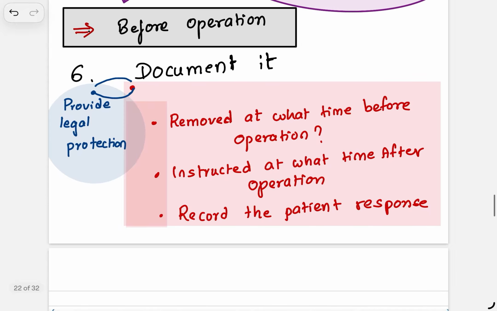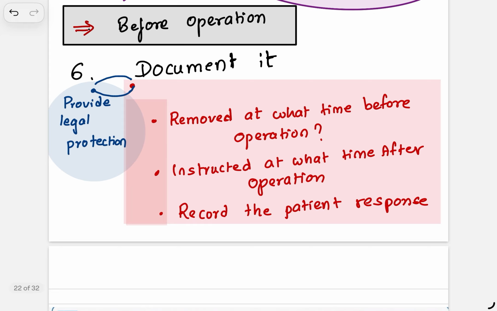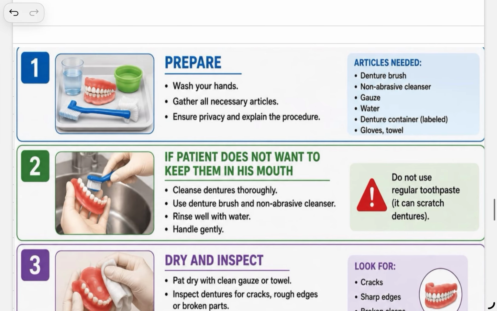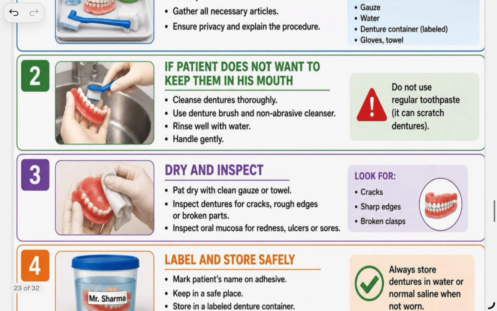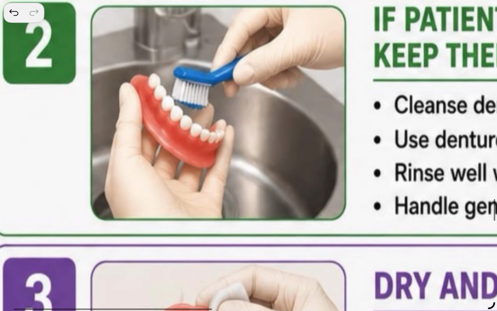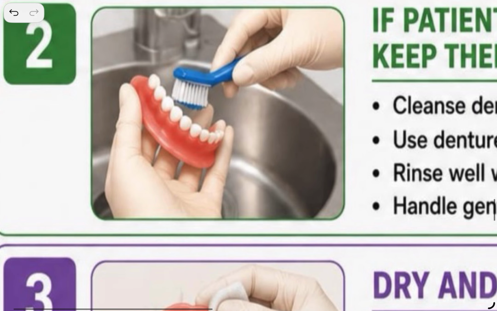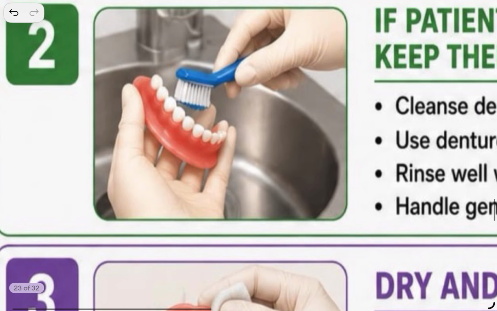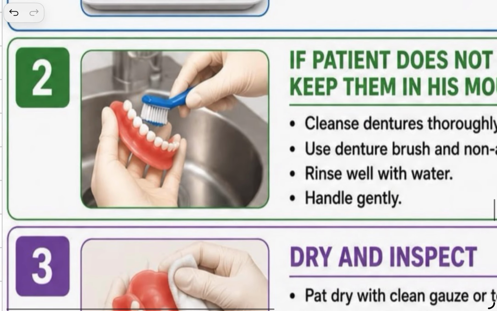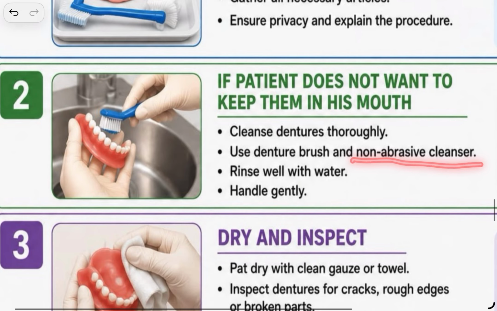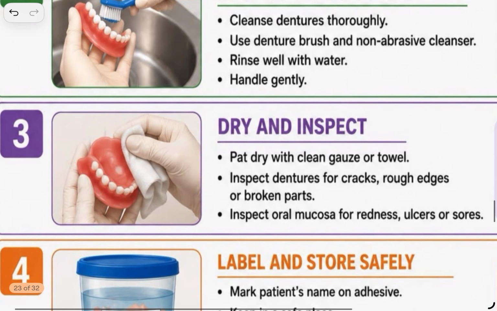So this is about dentures care. In dentures care, I have said this already. To prepare, you need to wash your hands, gather the necessary articles, and provide privacy. This is the first step. Second step, as I said, you should clean it. Clean it with a dentures brush and also rinse it with a cleanser solution. Which cleanser solution? That should be a non-abrasive cleanser solution. Non-abrasive cleanser solution. Okay.